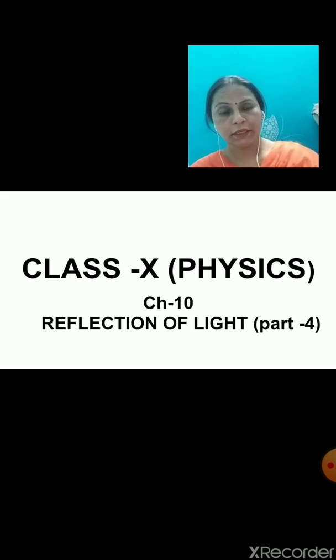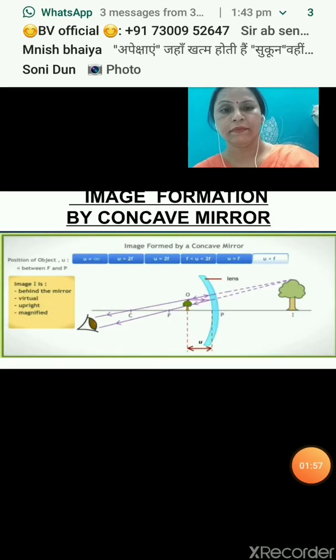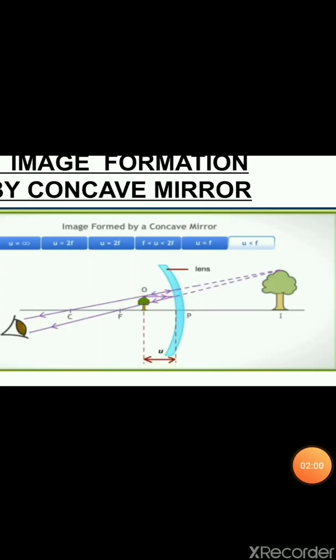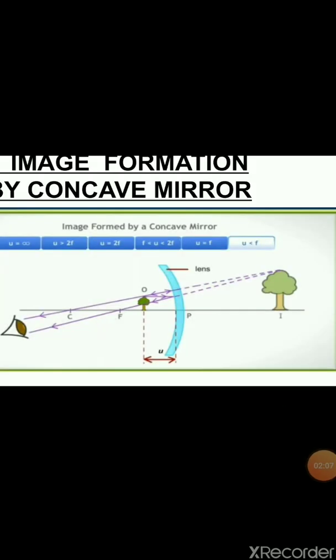In concave mirror, 6 cases are there. We have different positions, a total of 6 positions for a concave mirror. We will place the object in 6 different positions and then we will see what type of image will form. Okay, so let's start with the first topic. Now, this is case 1, when the object is placed between pole and focus.